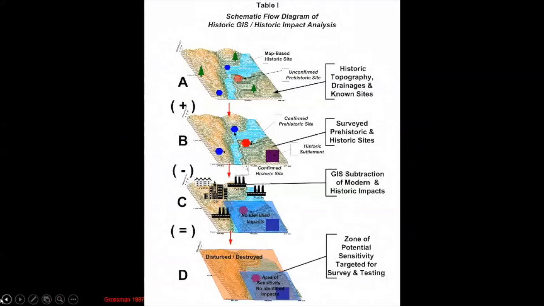We start out with, what do we know? Base map, historic base map is this concept of all known archaeological sites in historic areas. We then plot confirmed sites and historic structures, and we subtract modern infrastructure and historic impacts, and we come up with a drastically reduced study area. Instead of 100% of X square miles, we're dealing with 10 to 20% of it through the GIS process. So it's targeting and it is resolution of data.